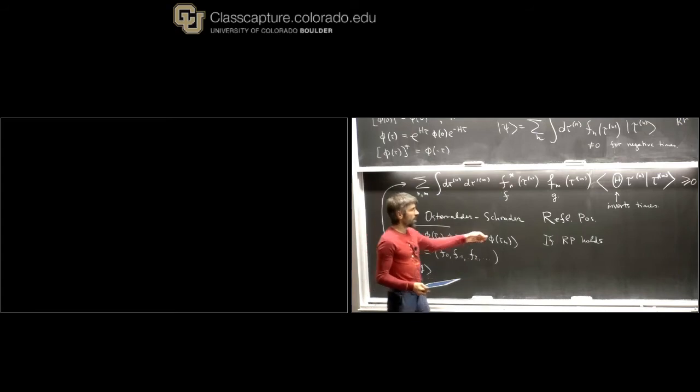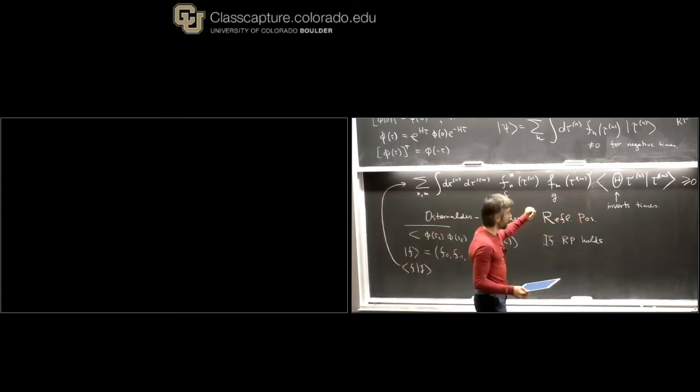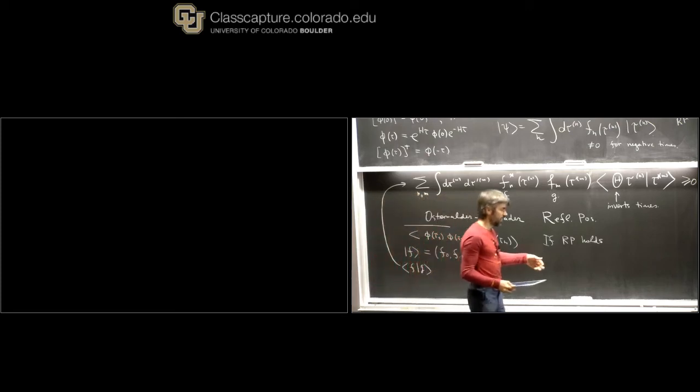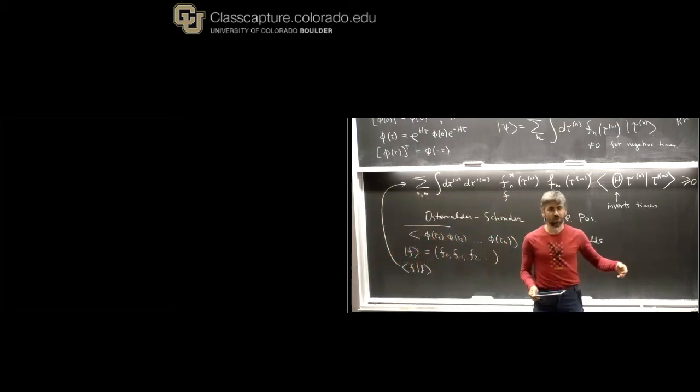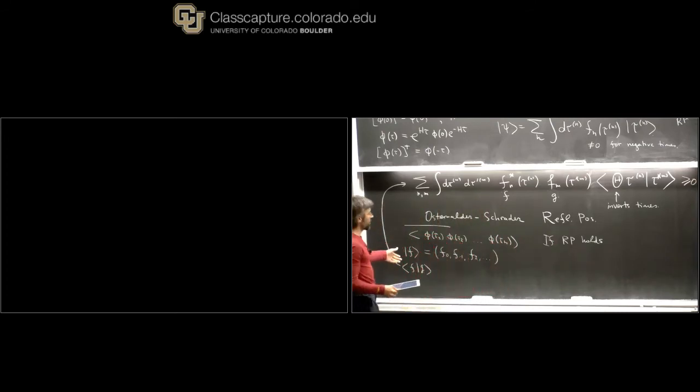Since by assumption I have RP, this inner product is positive definite. So I have a positive definite inner product, and I have sequences of functions. Is this a Hilbert space? Well, not quite yet, because the Hilbert space is supposed to be complete. My inner product, which is positive definite, gives me the norm. So I complete my Hilbert space in this norm.